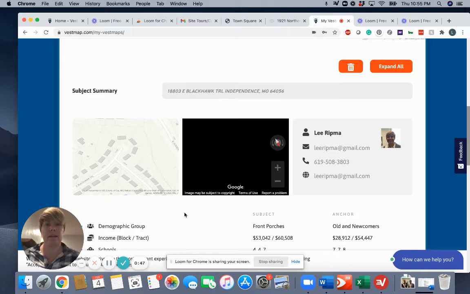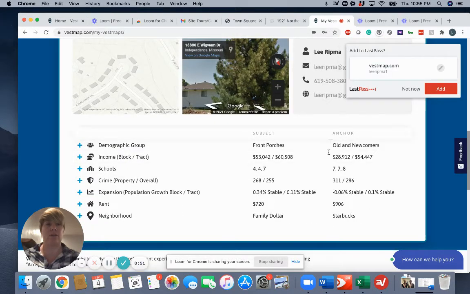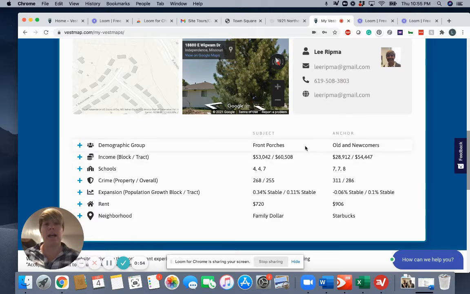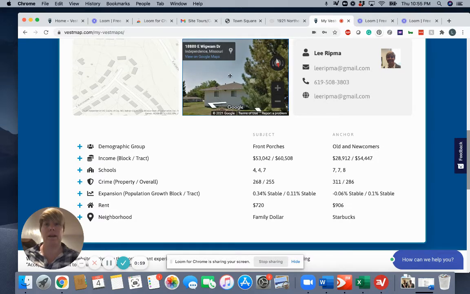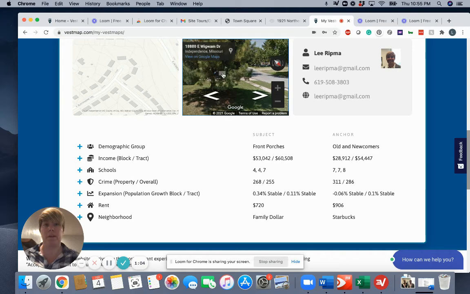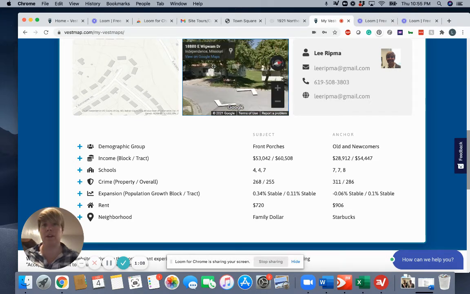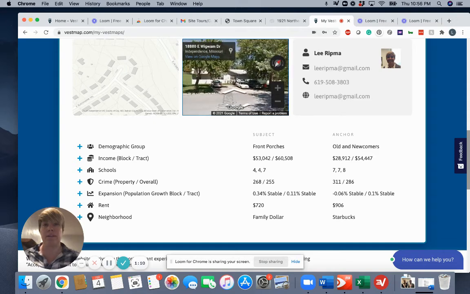So basically what I'm getting here is here's my anchor address, right? So that's the property I know. And then here's my subject address. So that's the property that I'm searching. And so right here, it's already showing me in Google Maps what this property looks like. It's just a duplex in a neighborhood of duplexes, kind of just a basic blue collar neighborhood here.